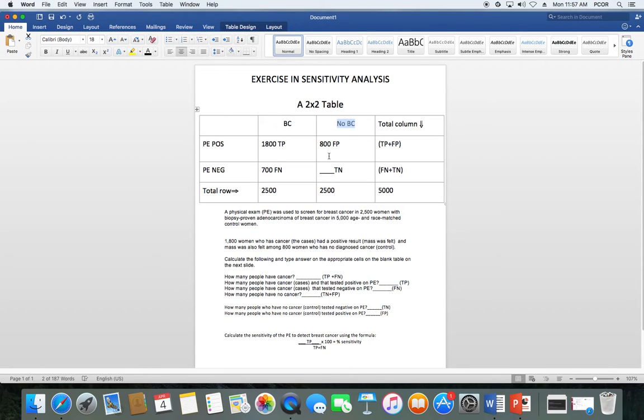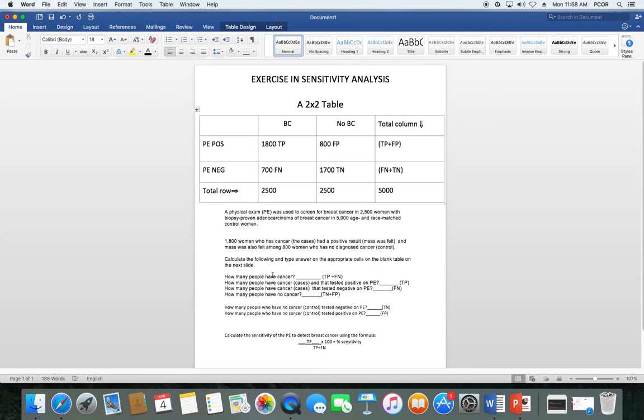So the difference between those that turned positive on physical exam but have no breast cancer will be those that do not have a positive exam, meaning no mass was detected and they really do not have breast cancer. So that would be the difference between your total of no breast cancer minus those that have a positive physical exam of a mass. Now you've filled out your 2x2 table.